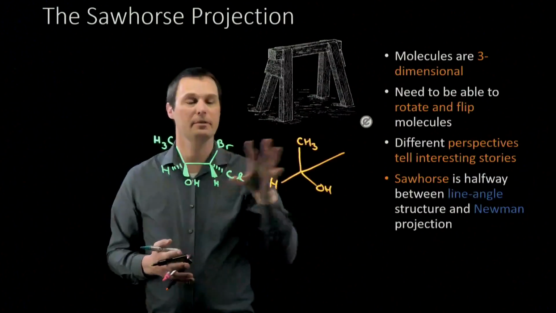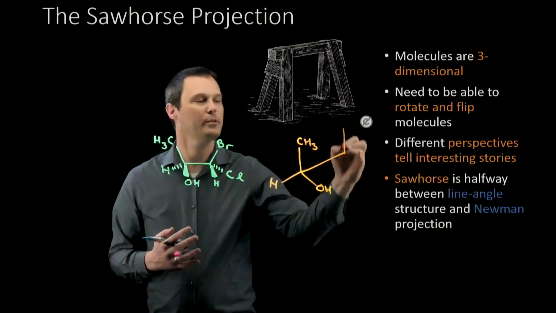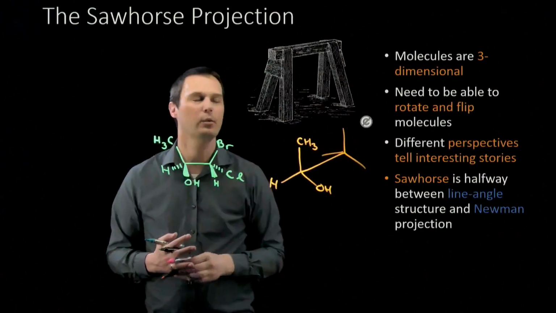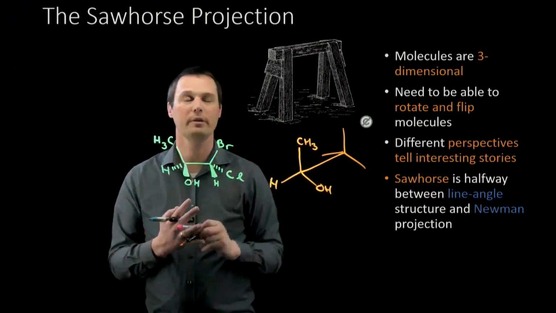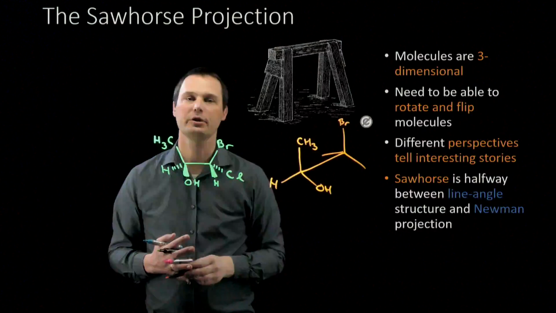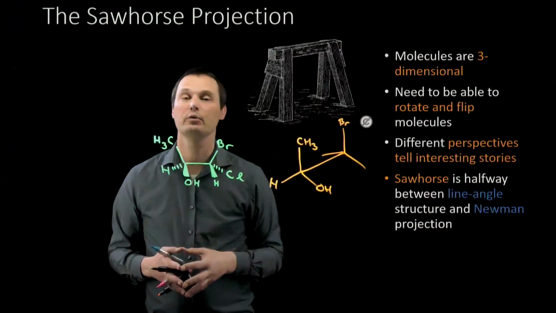We follow the same process for the back carbon, for the carbon on the right. We draw the same 3 sticks, 1 straight up, 1 down to the right, and 1 down to the left. Again, the stick that's sticking straight up will be the bromine group that's sticking straight up in the line angle structure. And again, we need to be careful how we orient the groups on the 2 other sticks.